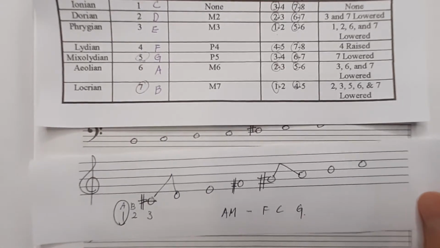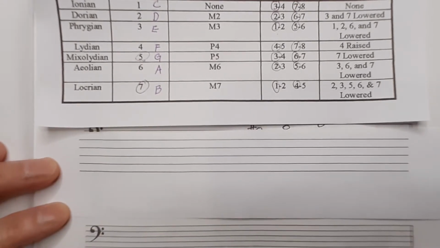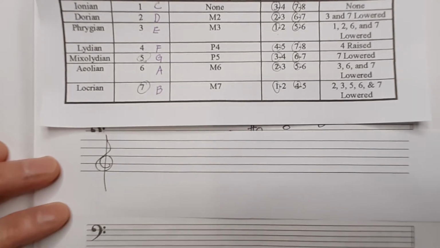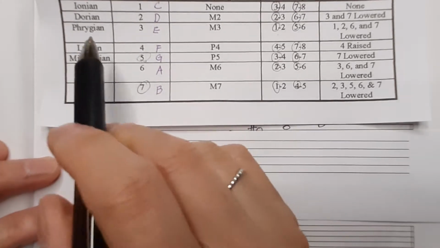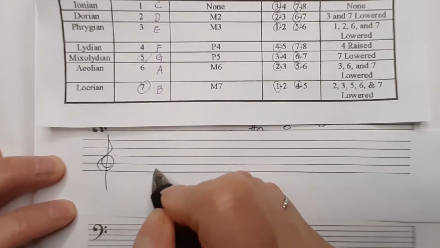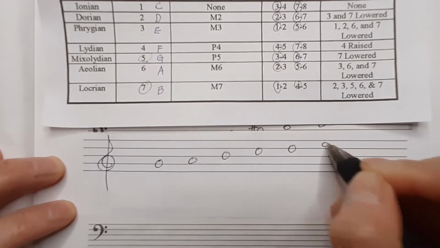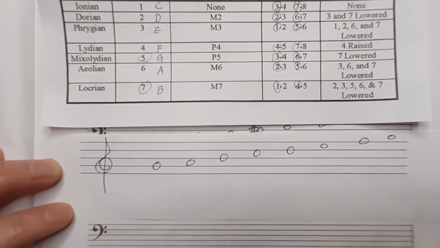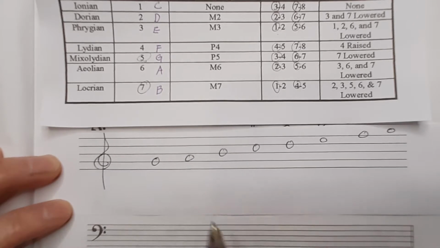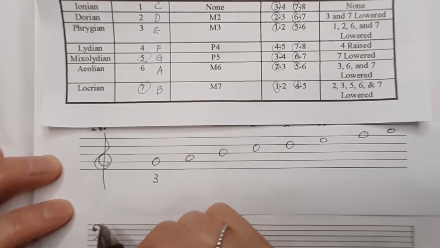What if we do something else, like another Phrygian mode beginning on E? Oh, you know what? Phrygian mode is E already. How about beginning on G? So you do G, A, B, C, D, E, F, and G, right? If G is the third degree, then what's the first degree?